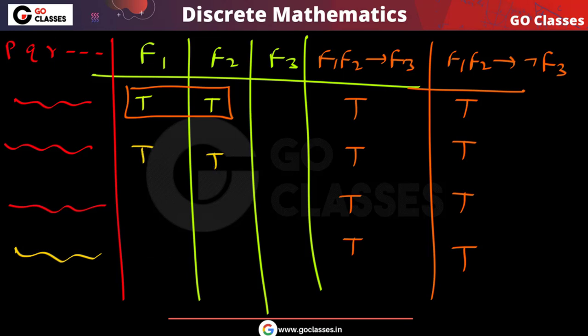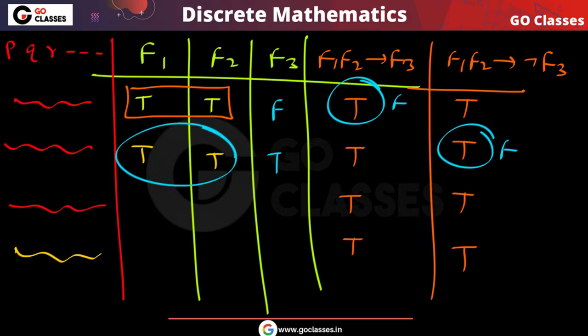Because if both are true, then what can you put here? See, if you put false here, then this will be false, and if you put true here, then this will be false. So the final point is you cannot put F1, F2 true in any case. F1, F2 can never be true simultaneously. Okay, so at least one of them must be false.